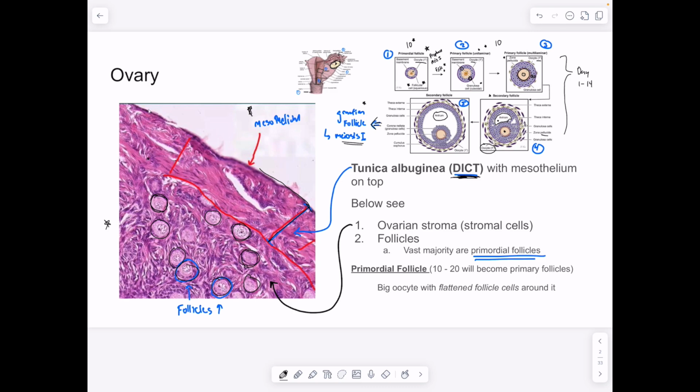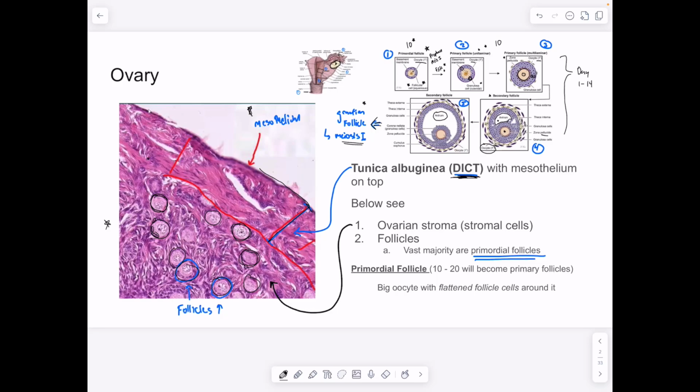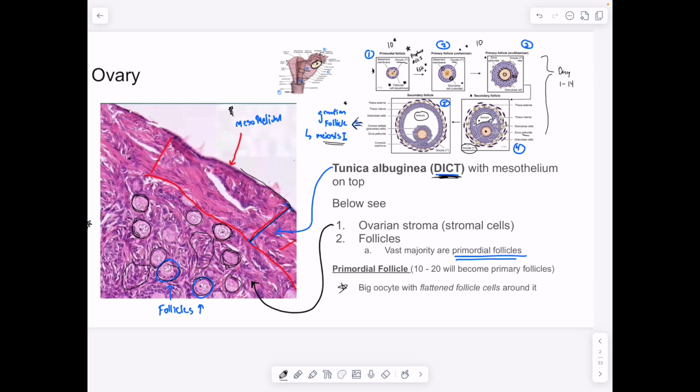Again, if it's primordial, we're going to be seeing simple squamous on the outside. All right, so this appears to be simple squamous. It's really hard to tell because it's not zoomed in very well, but simple squamous primordial follicles. And then what is all this other stuff around here? This is just stroma. Why do we care about stroma? Well, our stroma are going to become our theca interna and theca externa cells.